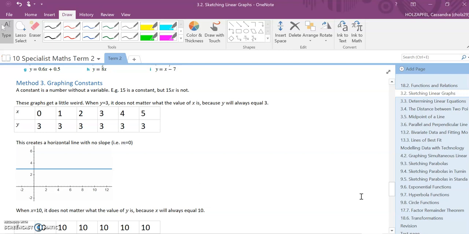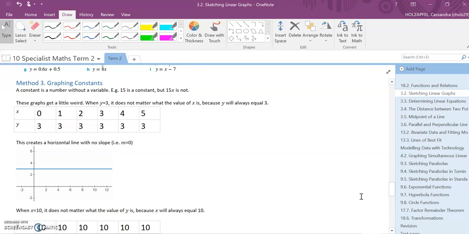All right, so let's start off with a really simple example. So let's start off with y is equal to 3. Okay, so y is equal to 3. It doesn't actually matter what the value x is going to be, because whatever value x you substitute in, you're still going to get y is equal to 3. It's not going to make a difference.